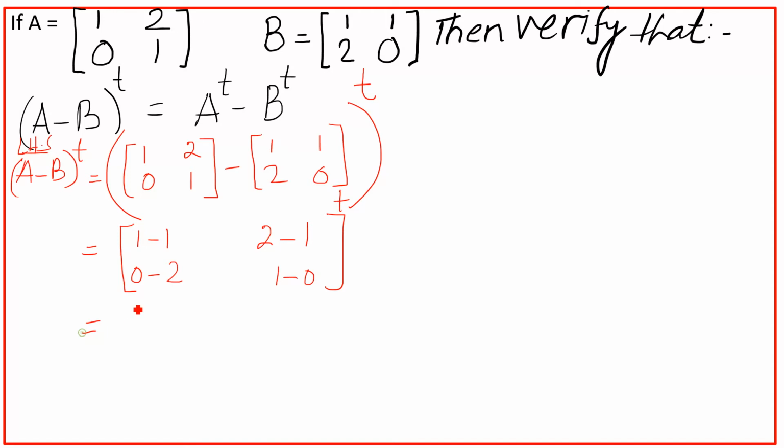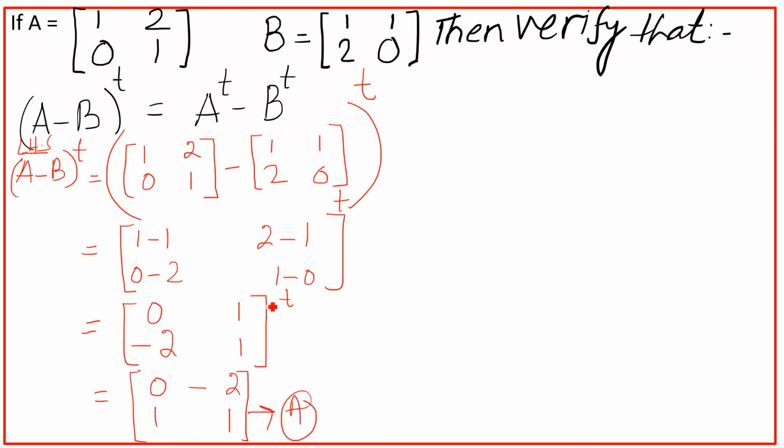But if you have any question, without hesitation you can ask me. I will try my best to solve it. This one, and then take the transpose. So 0 1 minus 2 1. This is the A or left hand side, you can say. Now we have to move on to the right hand side. A transpose. First we have to find out A transpose, make rows into columns.